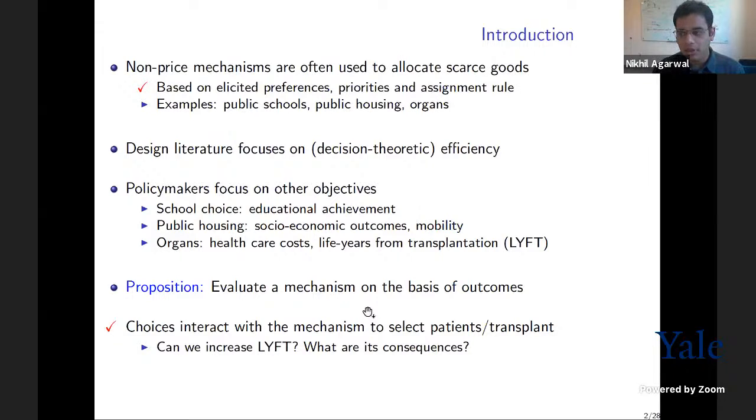And in this particular empirical context, we will think about how we can increase the life years from transplantation by understanding the match between the types of agents and the types of objects that they are assigned to. Okay, and we'll think about what are the consequences of that for the types of mechanisms that should be designed, as well as distributional consequences.